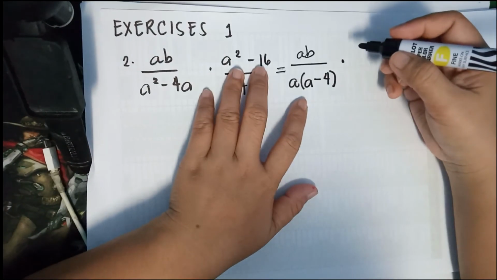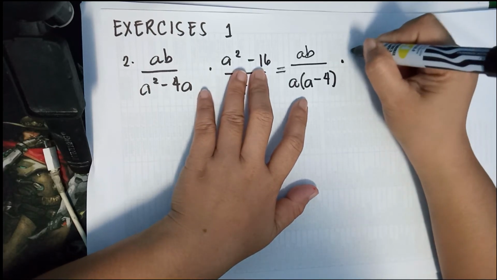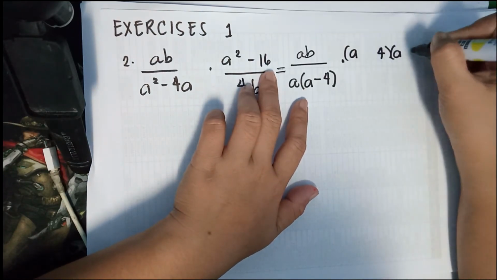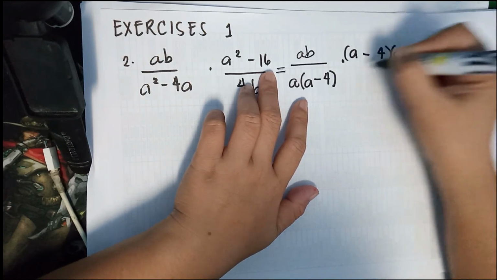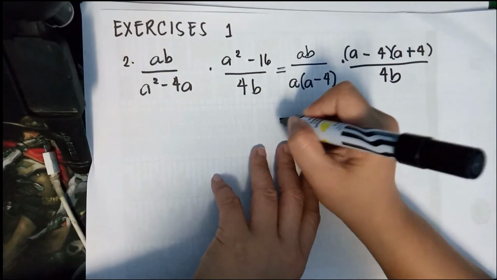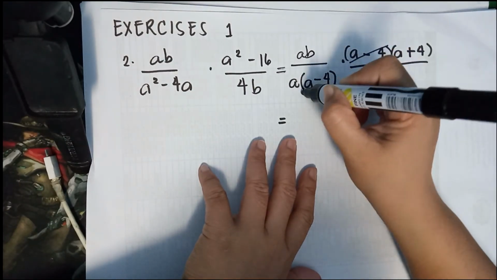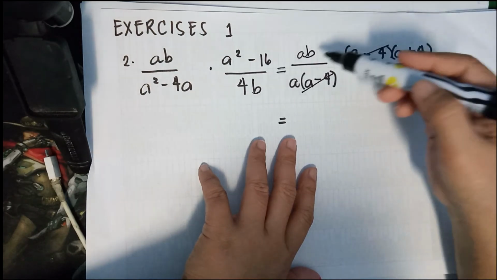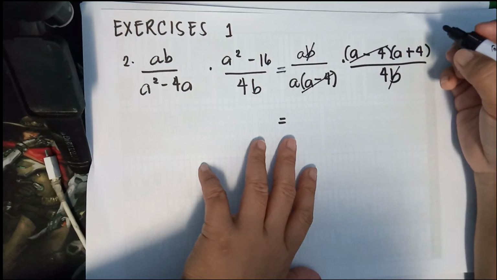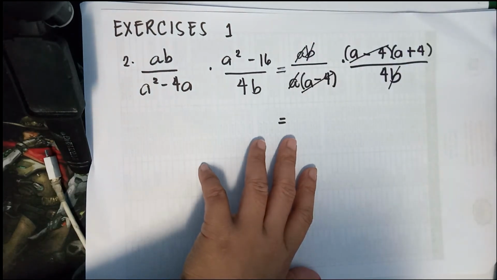Times a squared minus 16 is a difference of two squares. Then the factors are square root of a squared, a, square root of 16, 4, and the signs are different. Over, just copy 4b. Now, cancel out those that are common between the numerator and denominator. A minus 4, a minus 4. We can cancel out b and b because they are monomials. Still, we can cancel out a and a because they are monomials.